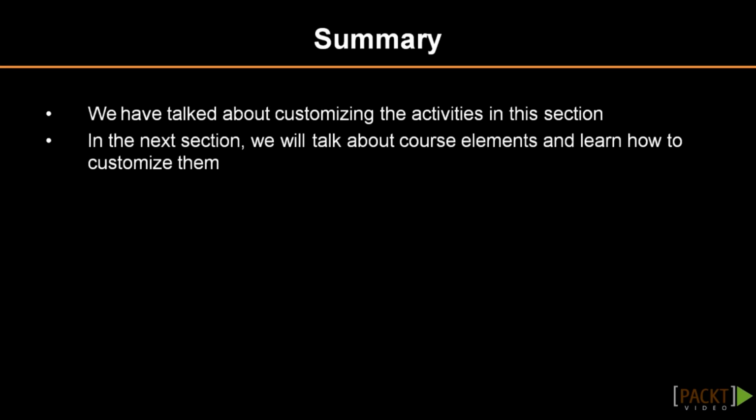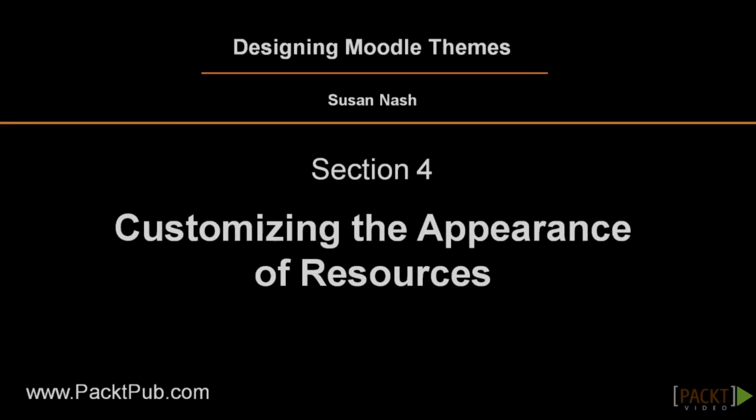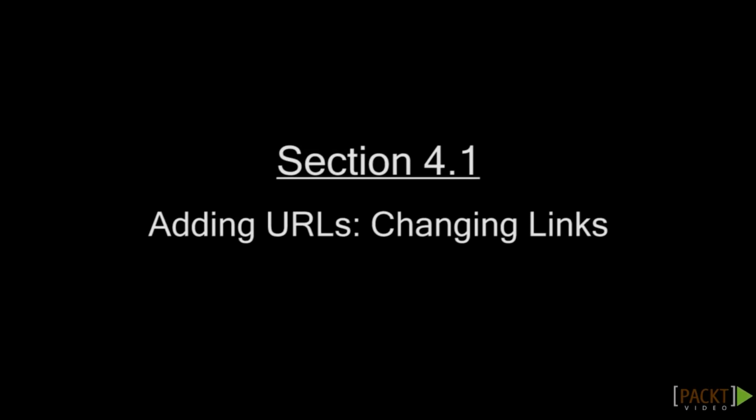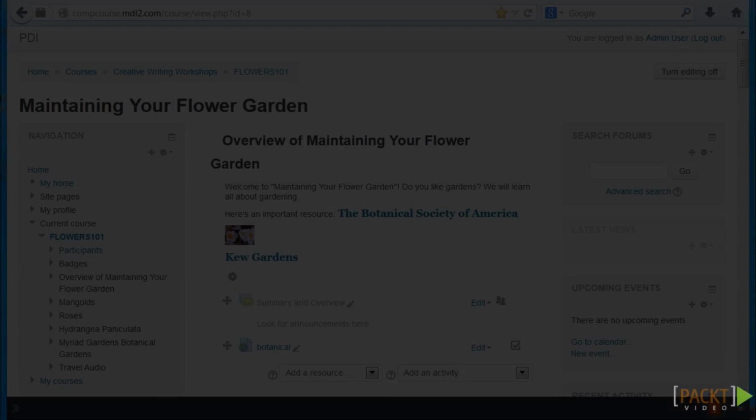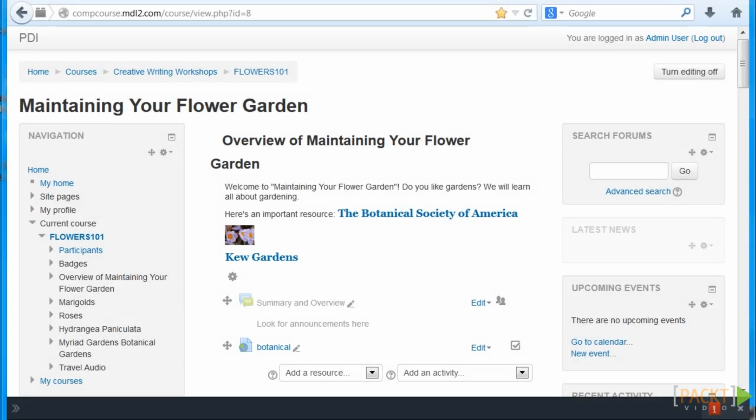In this section, we've learned about customizing the appearance of activities. Welcome to Section 4, Customizing Appearance of Resources. 4.1, Adding URLs and Changing Links. In this section, we will discuss how to customize the appearance of resources in your course. We will learn how to change the appearance of your course by creating links that have a distinctive appearance, which can help you in many ways.